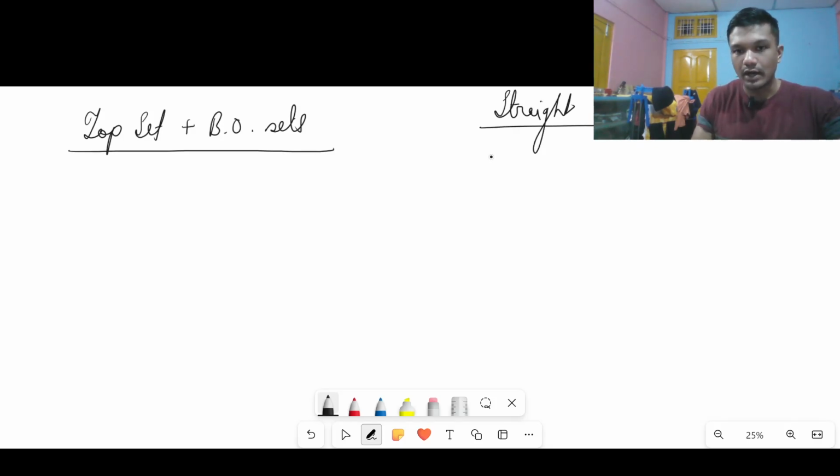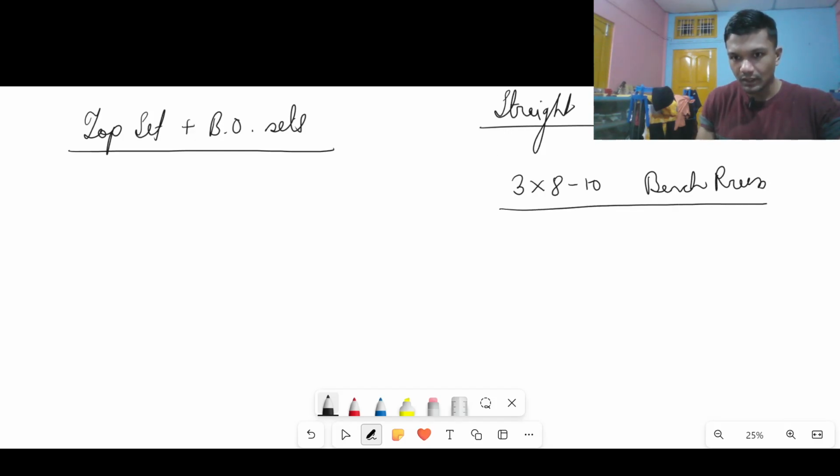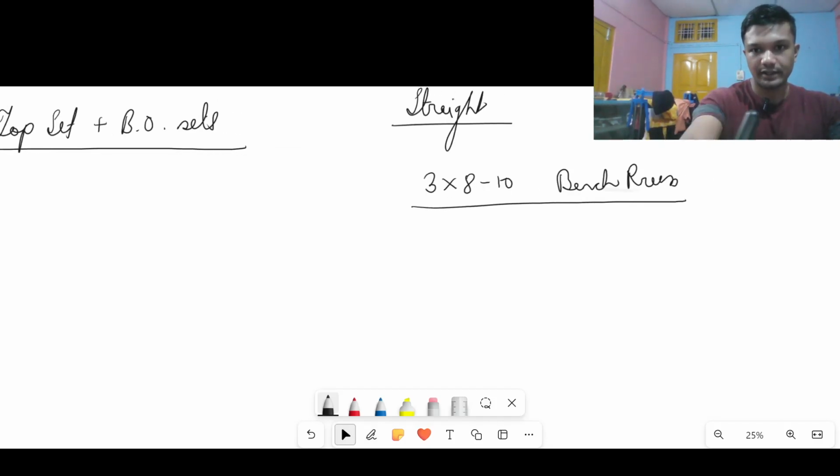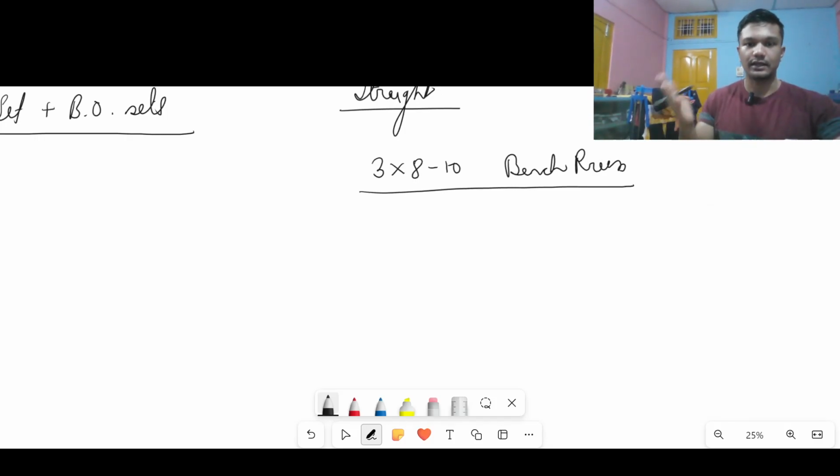Let's say your program calls for 3 sets of 8 to 10 for the exercise bench press. If you use the same load for each of these three sets, then it is called a straight set, because you are using the same amount of weight for every set. I don't know why there is not a gay set or lesbian set, because we have a straight set here.